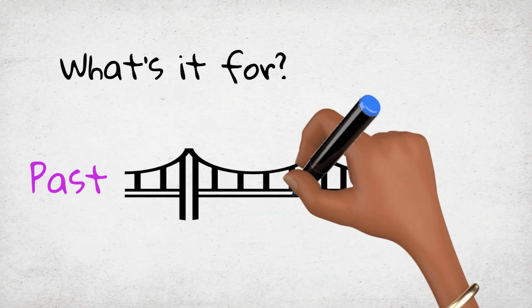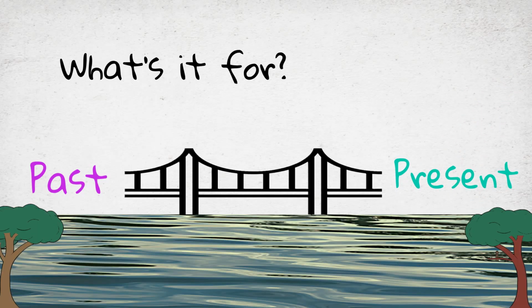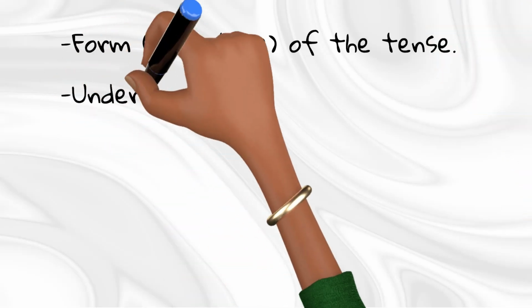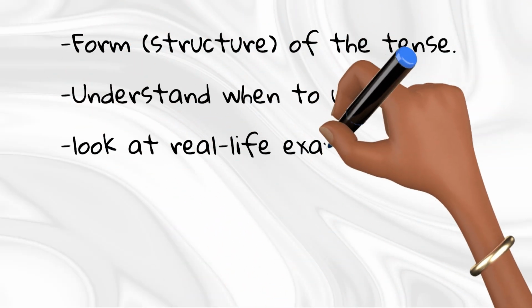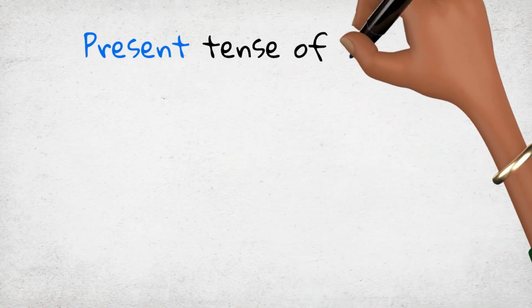Well, think of it this way. It's like a bridge between the past and the present. It connects the past with the present. So, in this video we're going to be looking at the form or structure of the tense, understand when to use the present perfect. We're going to be looking at real-life examples as well, and some adverbials that are often used with the present perfect. So, let's crack on.